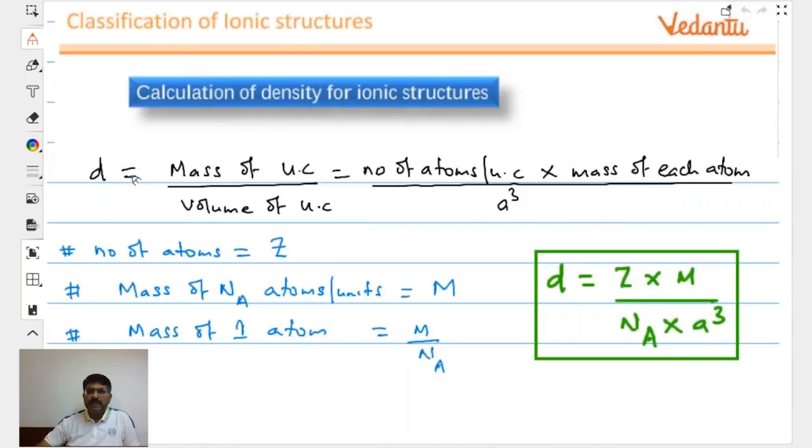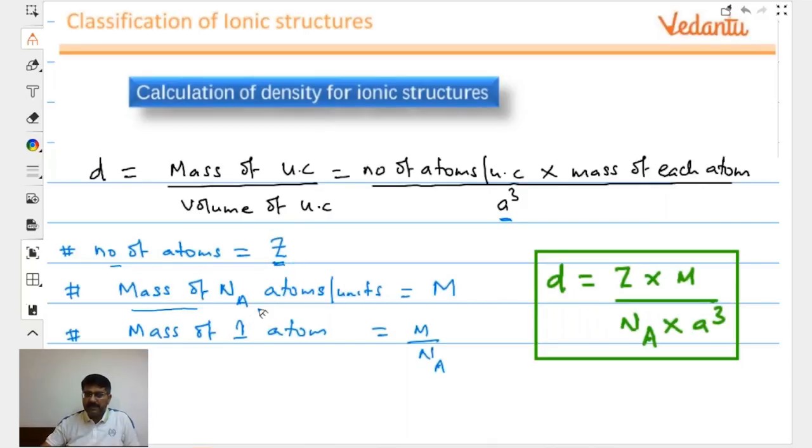Density is the mass of the unit cell by the volume of the unit cell. You understand that the volume of the unit cell is length into breadth into height, that is A into A into A, that is A cube. Right? What will be the mass of the unit cell? Number of atoms per unit cell into the mass of each atom. I'm calling the number of atoms in a unit cell Z.